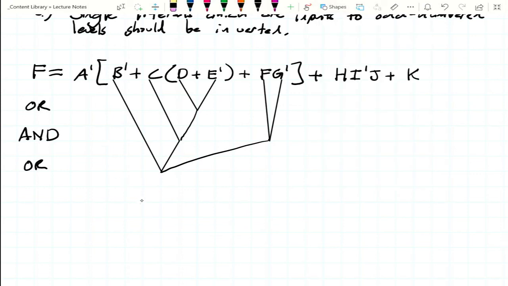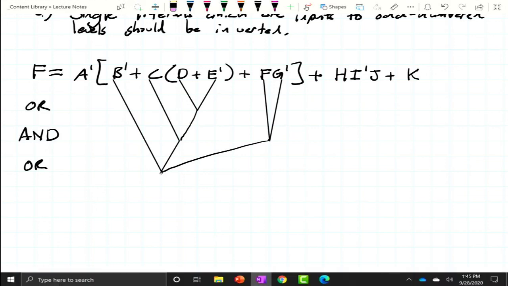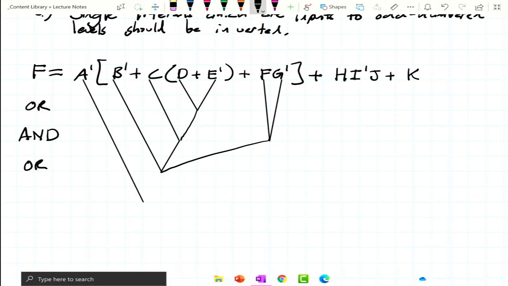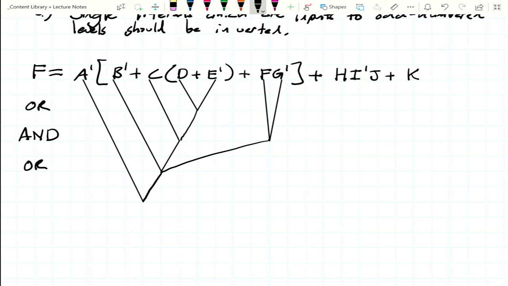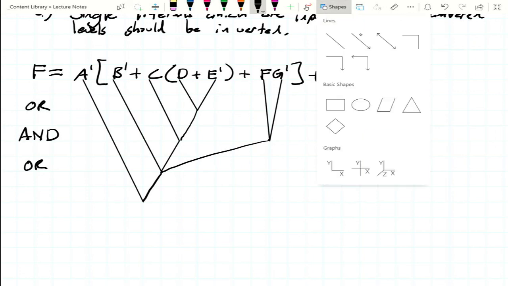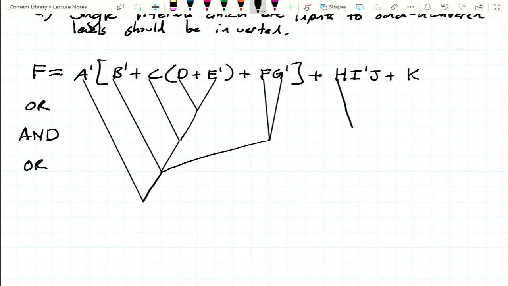Start with that guy. I say please, maybe? Yeah, there we go. And that one. And then we're also going to have this HIJ line. Like that. And I just messed up. Like that, as our level of ANDs.